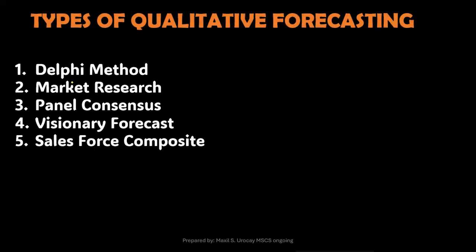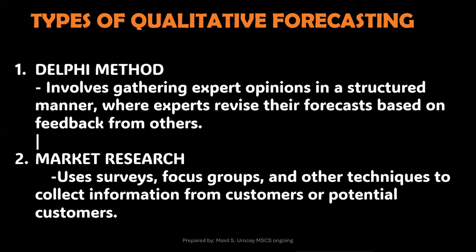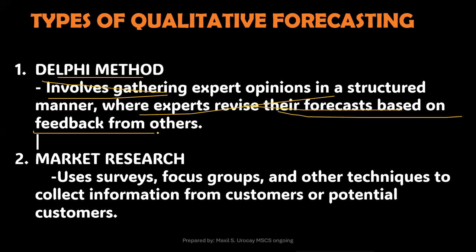So for the types of qualitative models, there will be Delphi, market research, panel consensus, visionary forecast, and sales force composite. What we'll deal with today will be the Delphi method, which involves gathering expert opinions in a structured manner, where experts revise their forecast based on feedback from others. So they are basing on the intuition of other individuals as well. What will be the feedback of the others? They are relying on that basically.